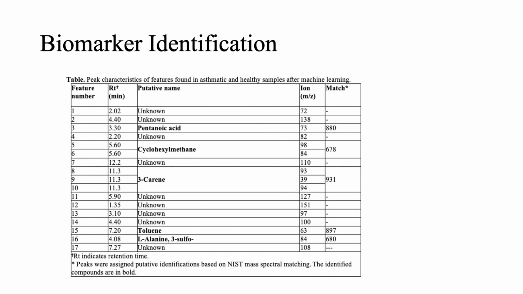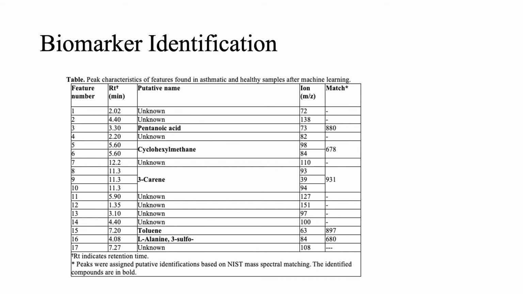We then looked at the mass-to-charge ratio and the retention time of each of these 17 features, examined the corresponding chromatograms, and identified constituting compounds using the NIST-17 library. We were able to identify 5 compounds that discriminate between asthmatic and non-asthmatic breath samples with good predictive performance. Of these, toluene and pentanoic acid have been previously observed to be associated with asthma. 3-carene was observed in a previous study to be discriminatory in the breath samples of patients with and without a risk of developing VAP, or ventilator-associated pneumonia.